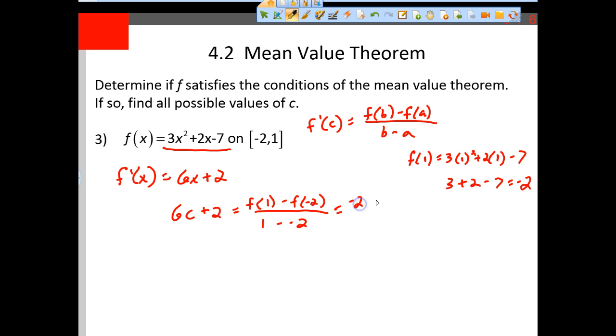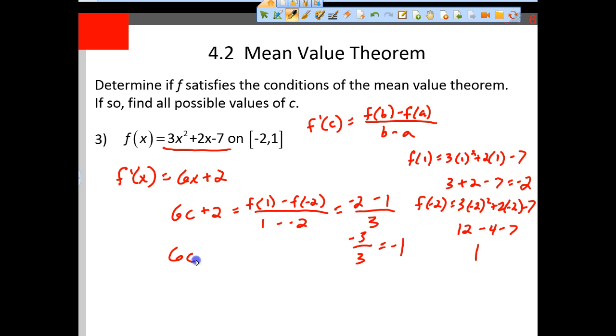So negative 2 minus f of negative 2. So now f of negative 2. So that would be 3 times negative 2 squared plus 2 times negative 2 minus 7. So 3 times 4, that would be 12 minus 4 minus 7, right? So 12 minus 4 is 8. 8 minus 7 is 1. So negative 2 minus 1 over 1 plus 2 is 3. So I get negative 3 over 3, or negative 1.